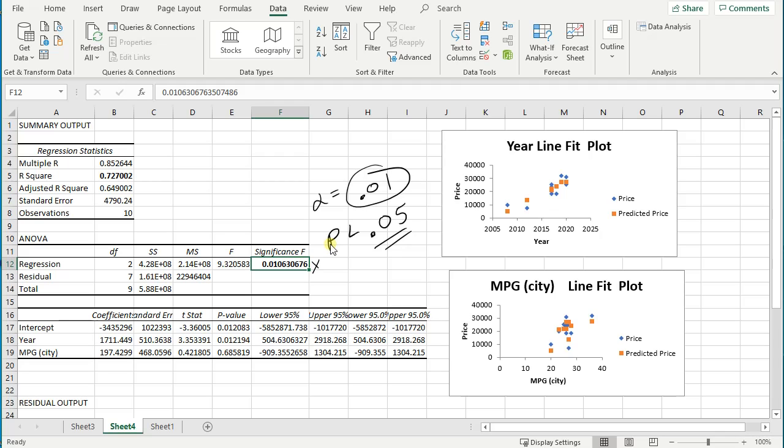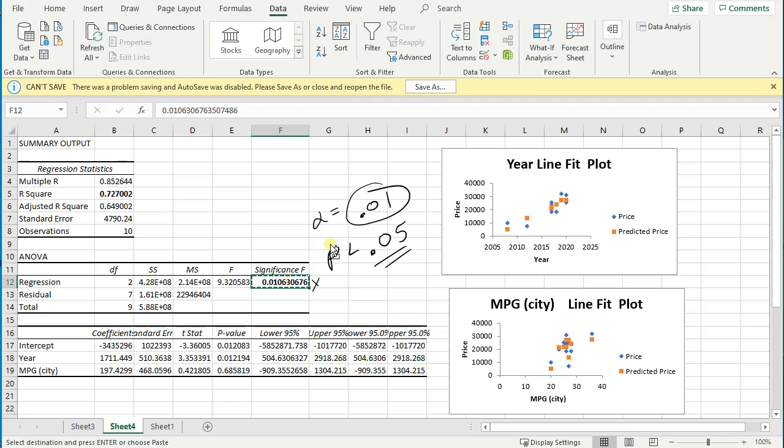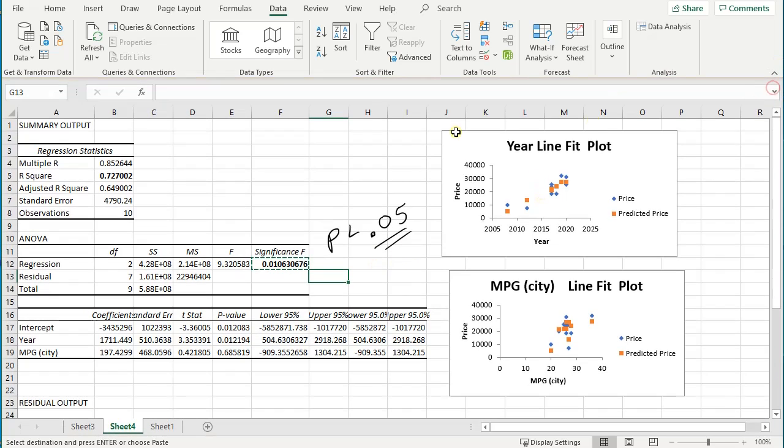Okay, so it does matter what alpha you choose, which a lot of times depends on what field you're in. Like a lot of the biological sciences will use smaller p-values than, say, the social sciences. So that's kind of field dependent, what alpha they feel comfortable with. All right, moving on to our model down here.